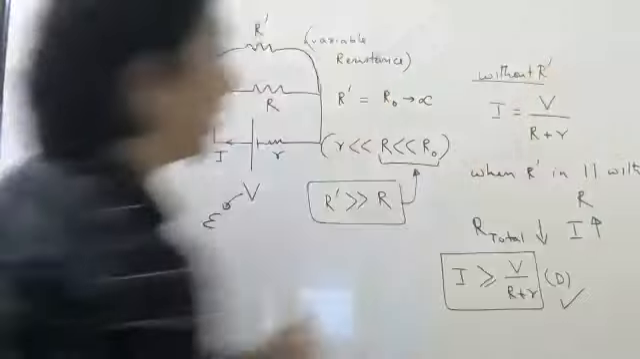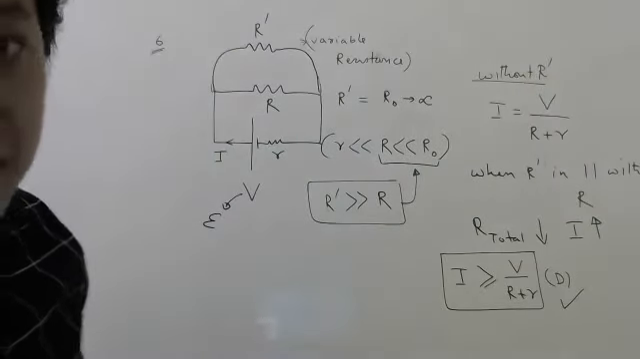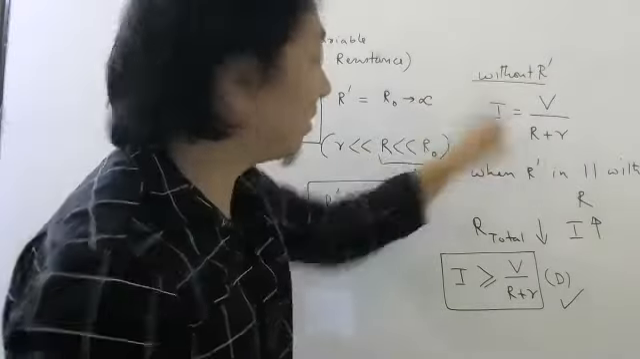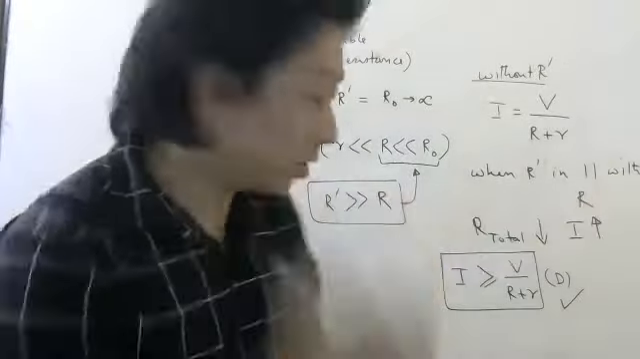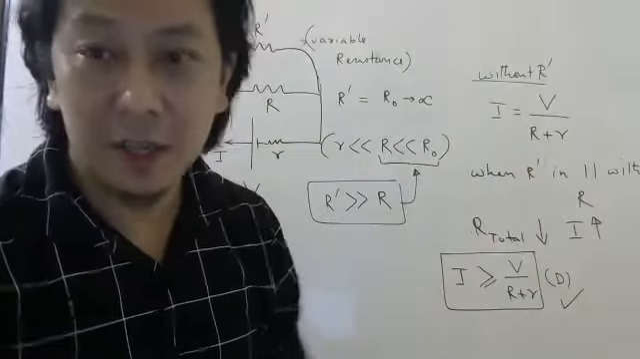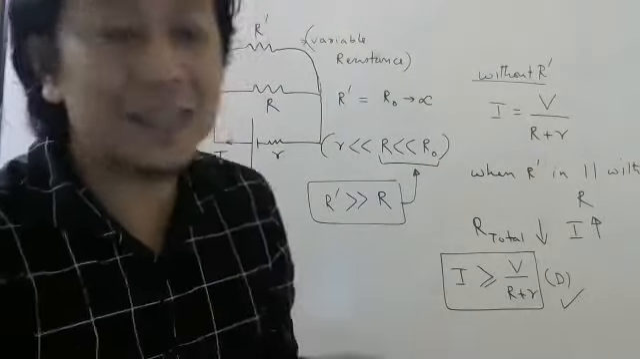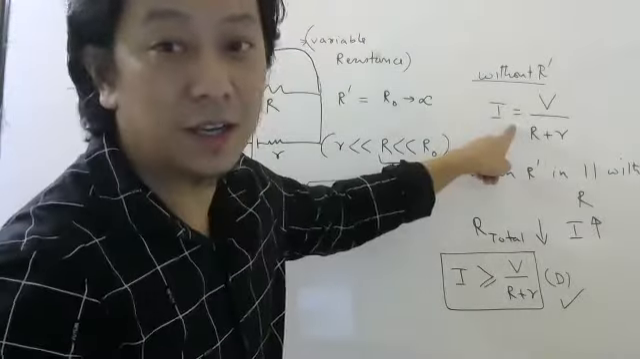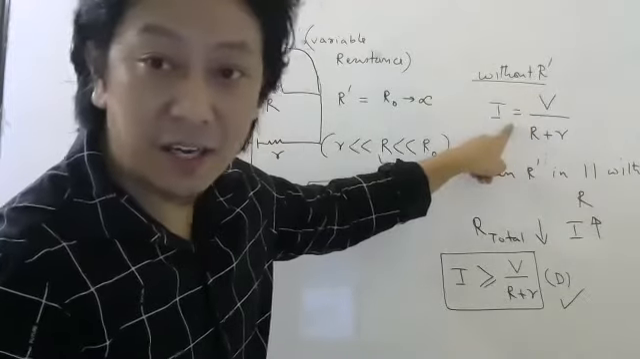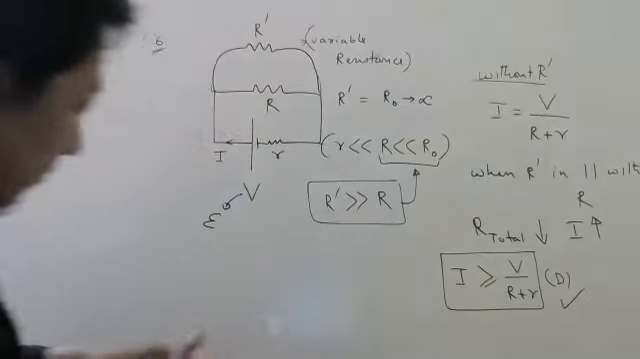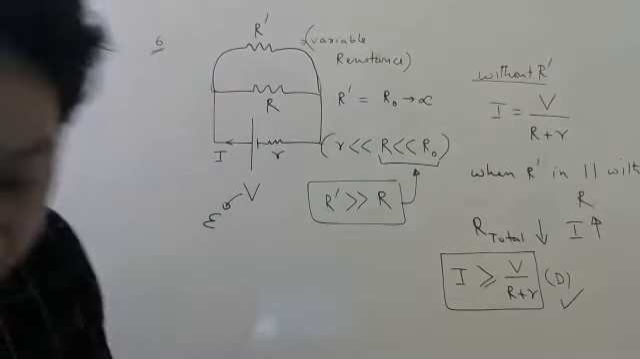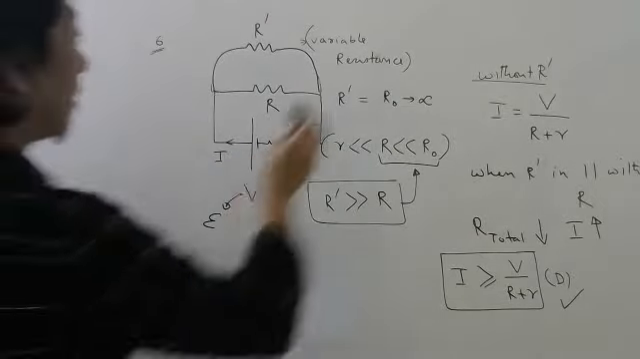So please write properly so that when you revise, you should understand, right? So without R dash, this is the current. With R dash in parallel, total resistance will always decrease. So the main current will always increase compared to without R dash. So without R dash, this was the current. With R dash, current will be always more. So option D is immediately correct. Now let us check about other options.